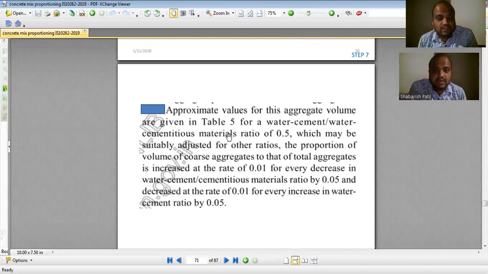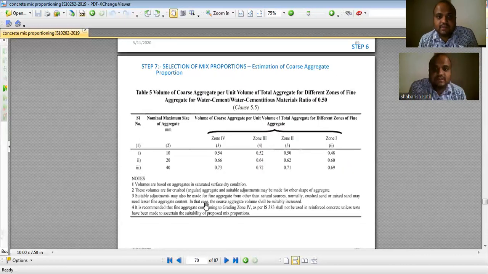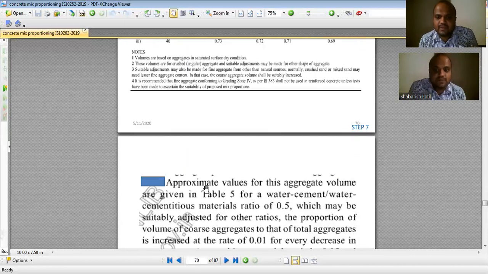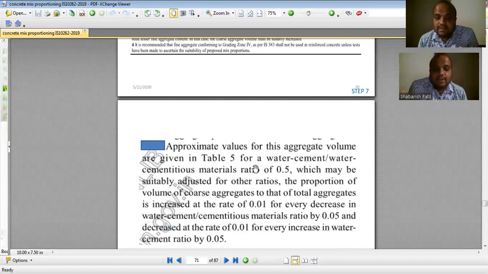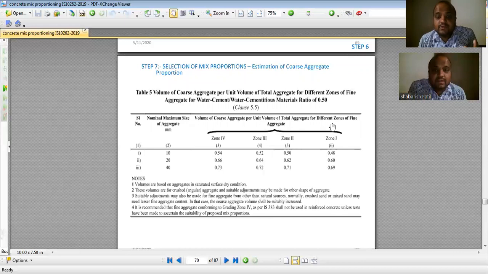Next, what does IS 10262 say? Approximate values for this aggregate volume are given in Table 5 of IS 10262. They are given for a water cement or water cementitious materials ratio of 0.5. This table is supposed to be used for a water cement ratio of 0.5.